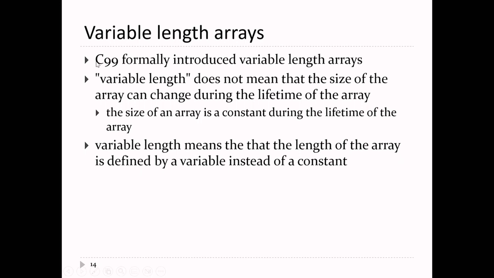So C99 decided that it might be useful to have an array where the size of the array is a variable. Now, variable length does not mean that the size of the array changes during the lifetime of the array. An array always has a fixed size. What it means, though, is that the capacity of the array is defined by a variable. So variable length means that the length of the array is defined by a variable instead of a constant.